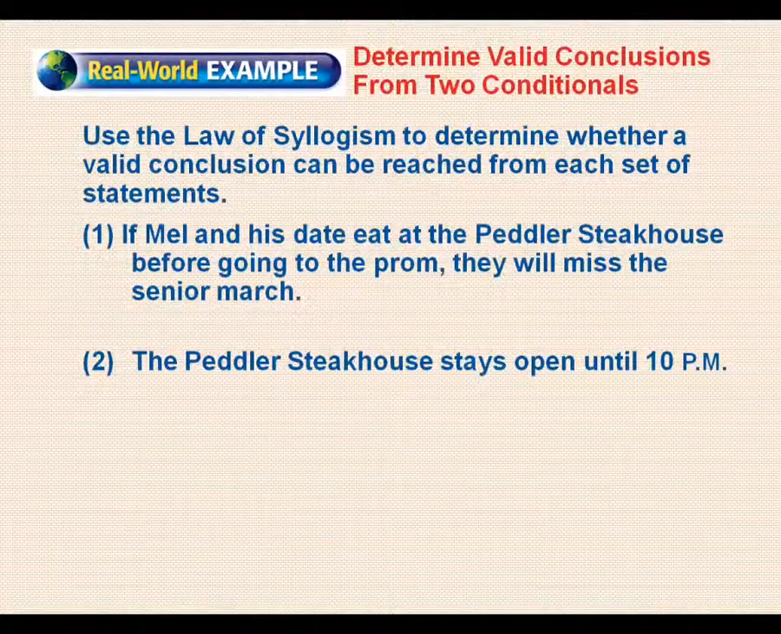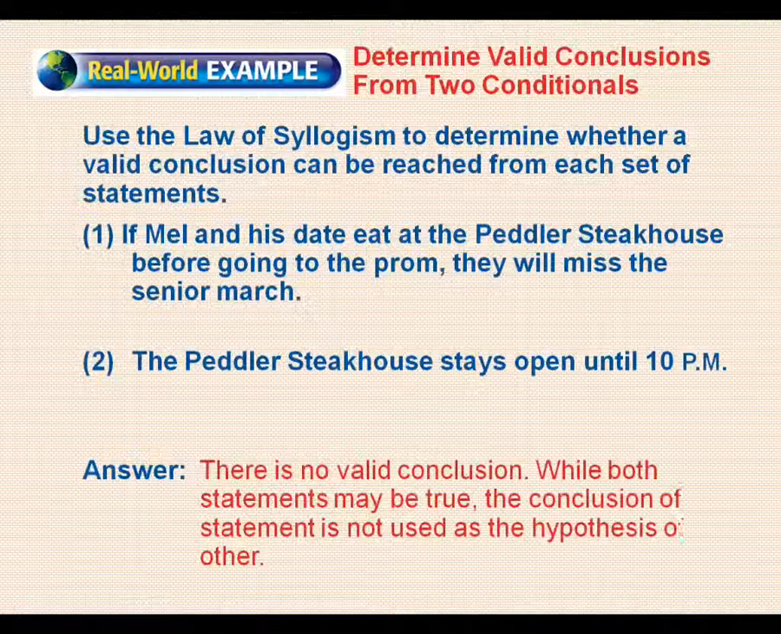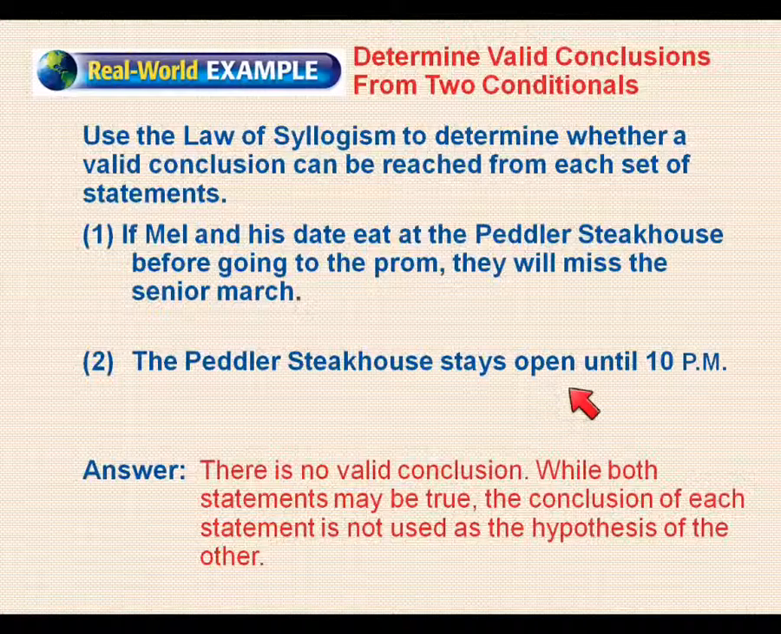How about this? If Mel and his date eat at the steakhouse, they will miss the senior march before going to prom. The steakhouse stays open till 10. Can you make a valid conclusion based on the law of syllogism from these statements? No. There's no valid conclusion here, right? It doesn't matter that it's open till 10. I can't make a statement from this. If P, then Q, and then I just got some random other statement. It didn't flow together like if P, then Q, and if Q, then R, therefore if P, then R. So that one has no valid conclusion. Both of these might be true statements, but I can't arrive at a conclusion using the law of syllogism.